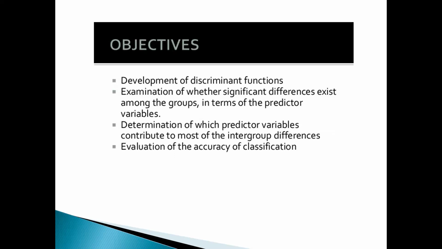What is the objective? The development of discriminant functions on the basis of which we classify an observation into one of the predetermined categories, and examination of whether significant differences exist among the groups. This is very important. Or whether they are very similar to each other. So we check whether there is a significant difference among the groups or not in terms of the predictor variables which we are using.